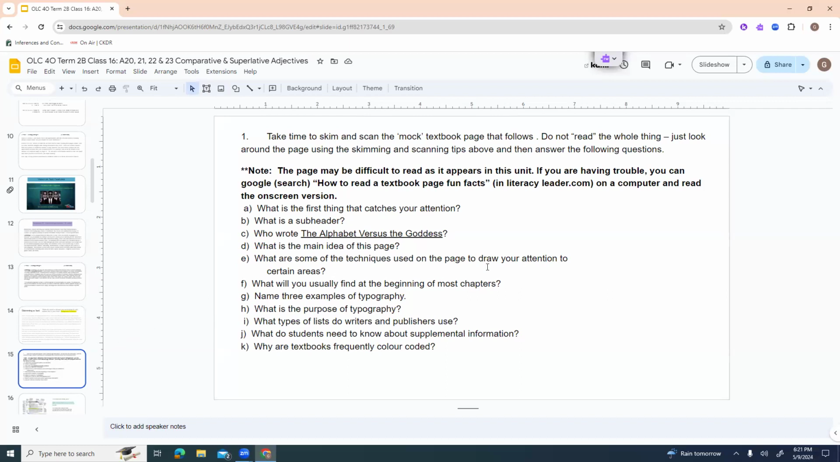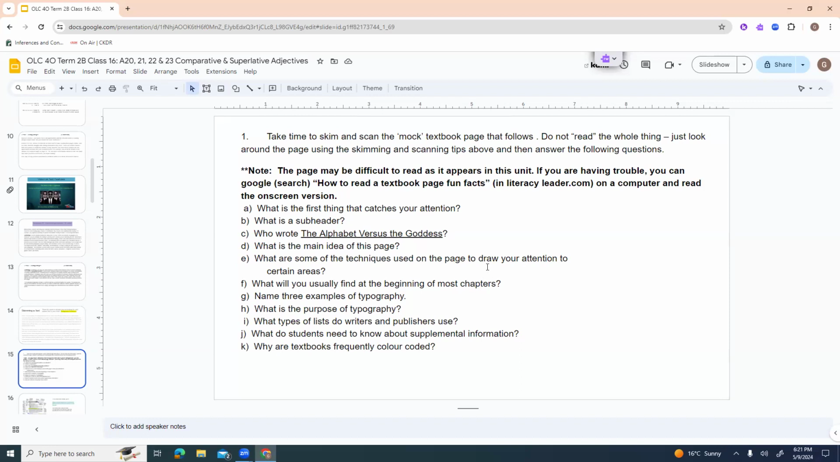Now, I found this page almost unreadable in the unit. It's so small and it's kind of blurry and it's just hard to read. So what I would do is I would do a Google search and put how to read a textbook page fun facts and pull up the same version. And I've checked recently, it's still there as far as I can tell. And then you can make it bigger if you want to, and it's much easier to read. Okay, so that's what I would do.